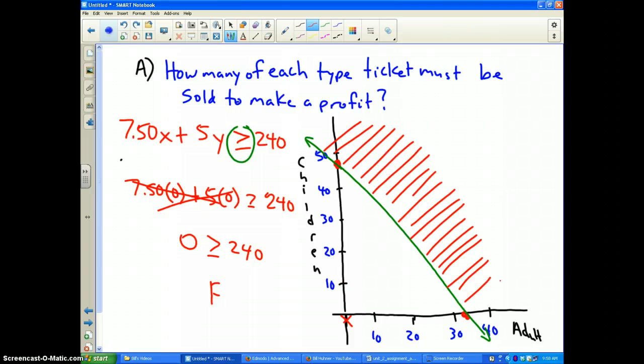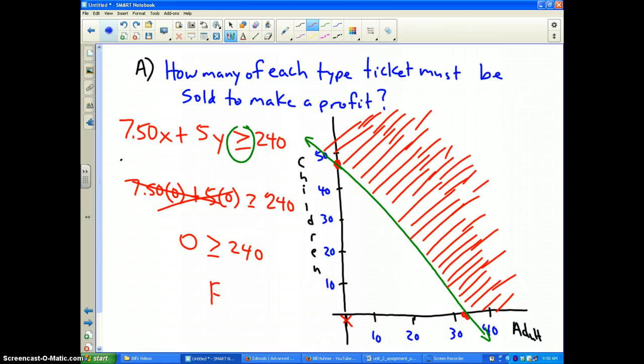And what am I shading? I'm shading the answers to how many tickets need to be sold of each type to make a dollar amount that's greater than or equal to 240 to pay my bills. So any one of these, I could put an X, for instance, right here. If I put an X there, that would be 0 adult tickets and 50 children's tickets. And we could test that point, for instance.